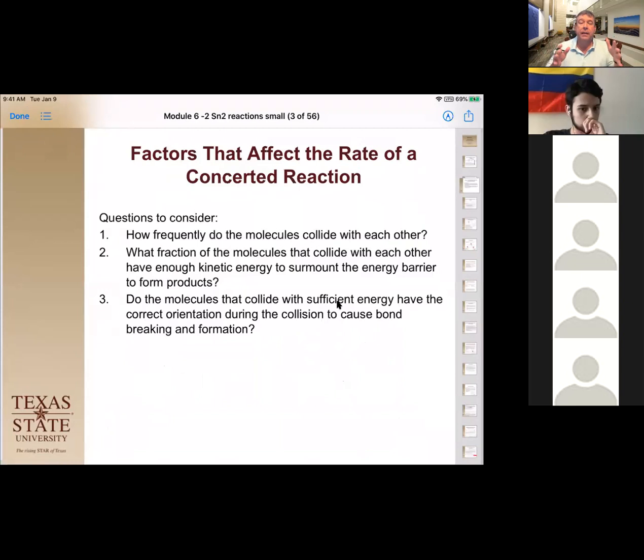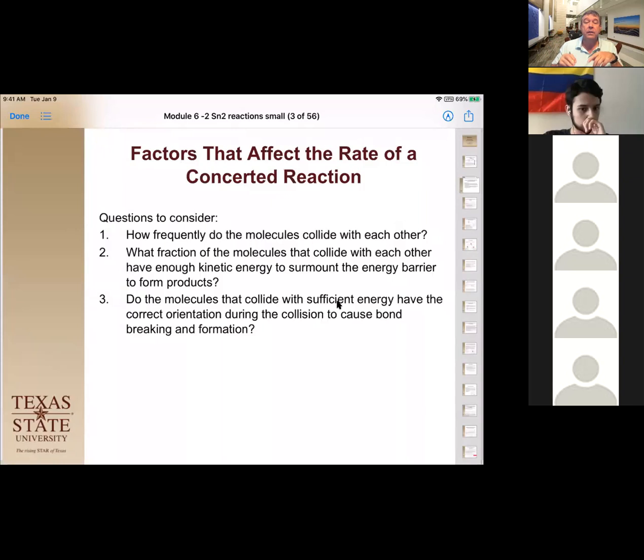So what affects this thing that has it react all at the same time? Well, first thing we have to worry about is the frequency at which the molecules collide with each other, okay? So that's related to concentration. What fraction of the molecules collide with each other with enough energy to overcome that energy barrier? That's activation energy and maybe the heat of solution, how much heat we have in that reaction.